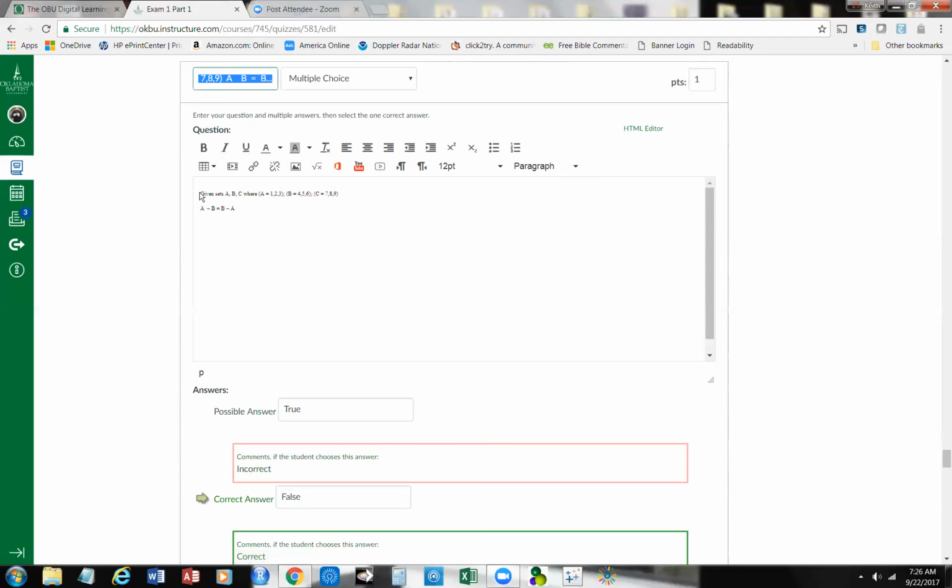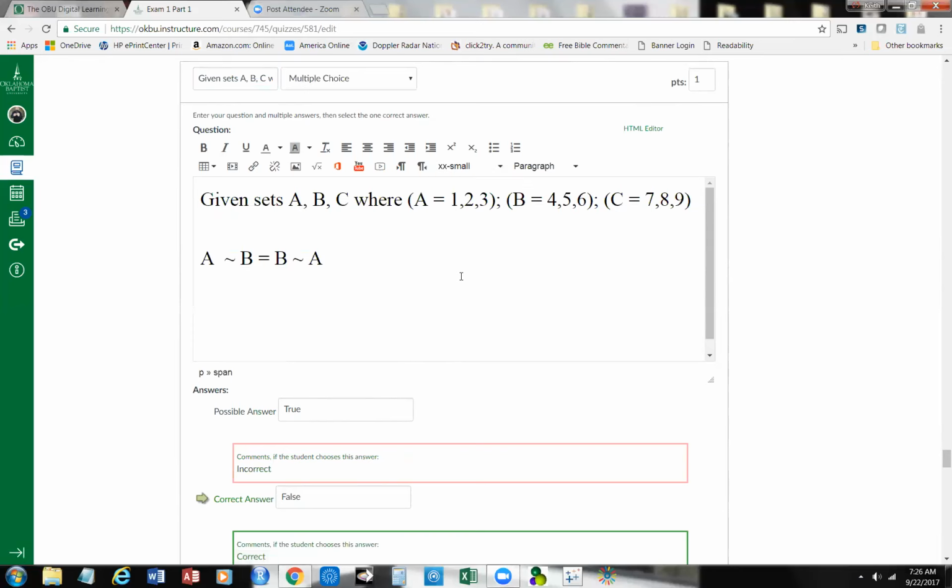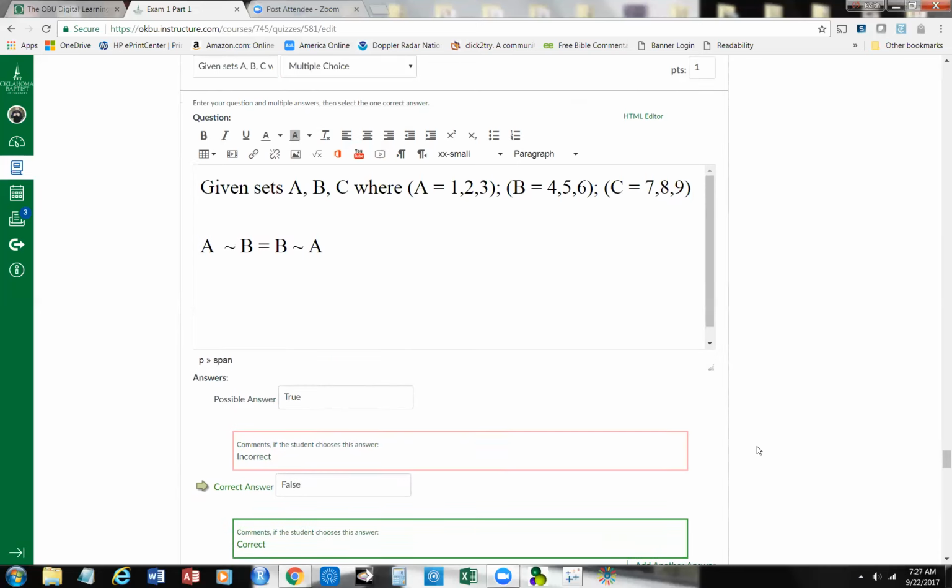Here's another set theory question. I'm going to take the font and make it bigger so we can see it. Now, again, you didn't see this. This is behind the scenes. I'm in the instructor's edit mode. Given sets A, B, and C, where set A equals 1, 2, 3, B equals 4, 5, and 6, C equals 7, 8, 9, and A implies B, then B implies A. Now that little curly Q means implies, in the set notation theory.